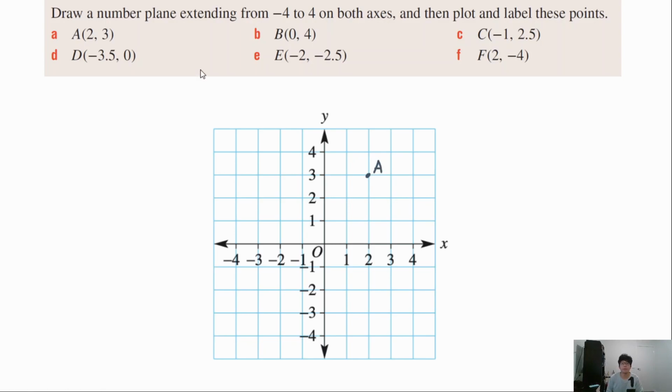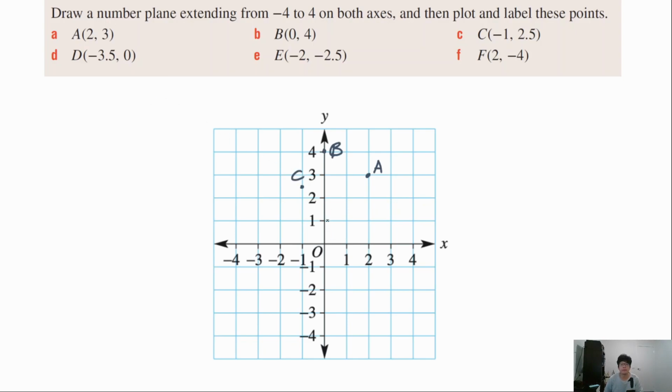And our second point B is at 0, 4, so we don't go anywhere from the origin and we just go up 4 places, and that will be right here. 1, 2, 3, 4 places up. That will be B. Let's go to C now. We need to go to the left 1 place because it's -1. That's the x-axis, remember? And we have to go up 2.5 spaces. So that'll be 1, 2, and it'll be right here in between the 2 and the 3. That will give you C.